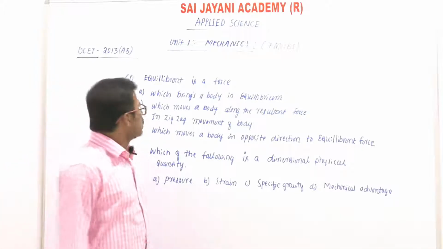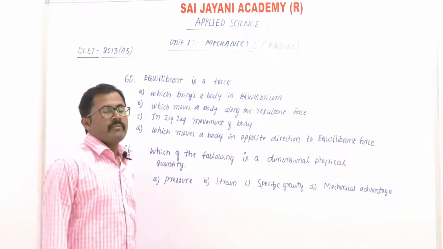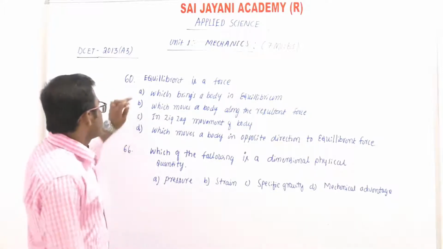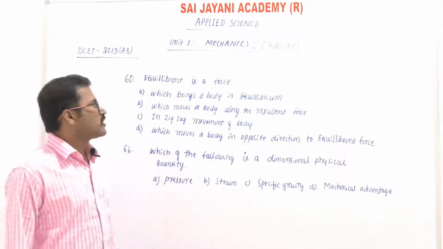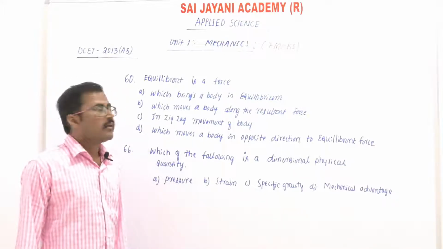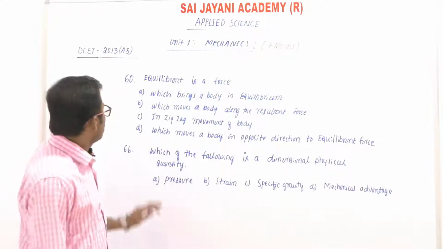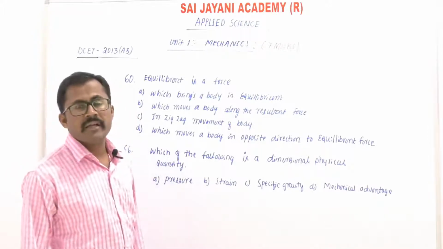So next question number 60. Equilibrium is a dash force. Option A, which brings a body in equilibrium. Option B, which moves a body along the resultant force. Option C, in zigzag movement of a body. Option D, which moves a body opposite to the equilibrium force.